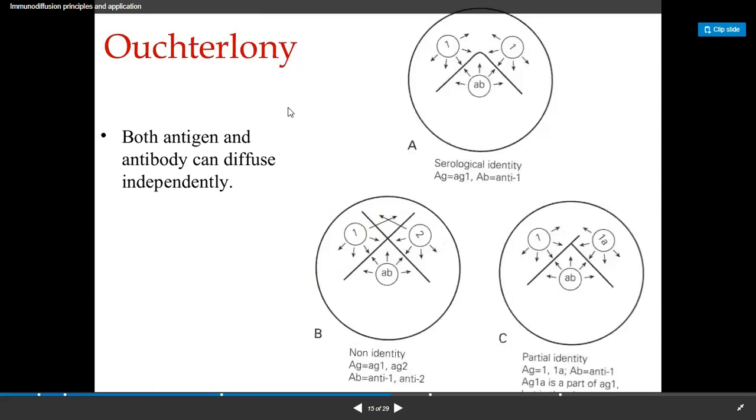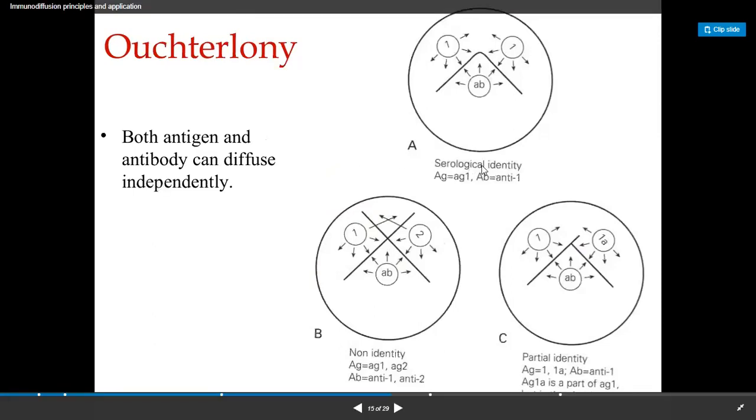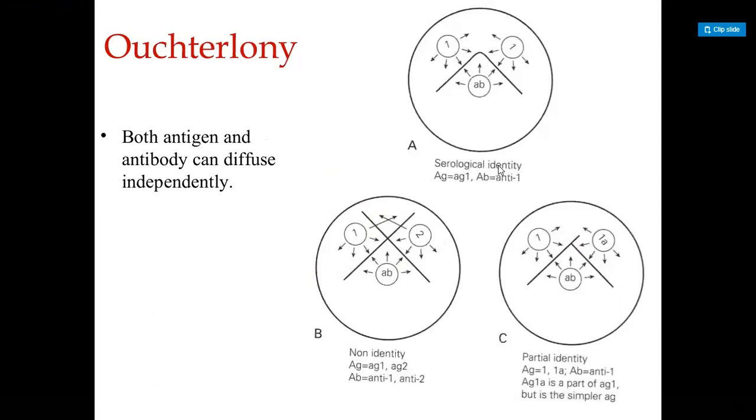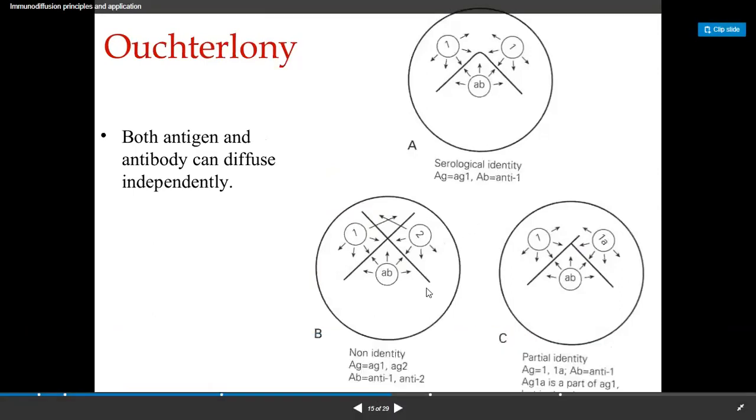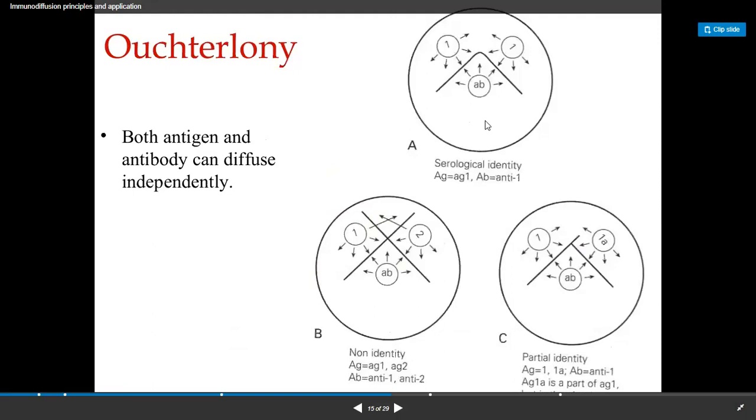So three things can happen here. The first is that antigen and antibody are serologically identical to each other. The second is that they are non-identical, antigen and antibody are non-identical to each other. And the third is that antigen and antibody are partially identical.